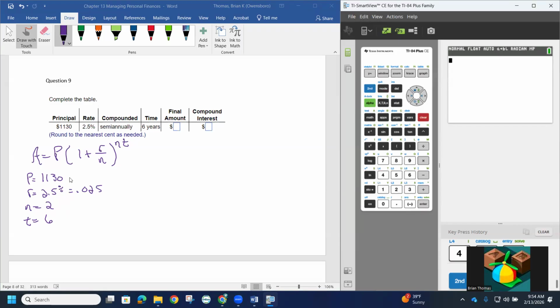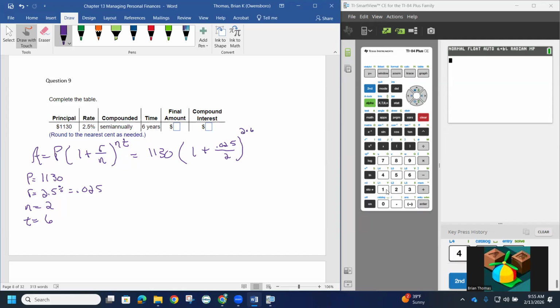So I'm going to set it up on paper first. Let me go ahead and do that. So I'm going to replace everything with its values. So 1,130 is my principal, the one that helps me find the final amount. And then the R over N, that's going to be 0.025 over the number of times compounded per year, which is 2. And then we're going to multiply that. The number of times compounded times number of years would be then 2 times 6. Of course, we know 2 times 6 is 12.